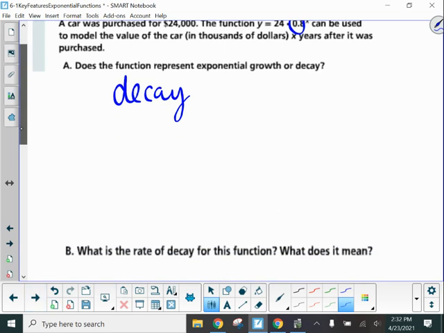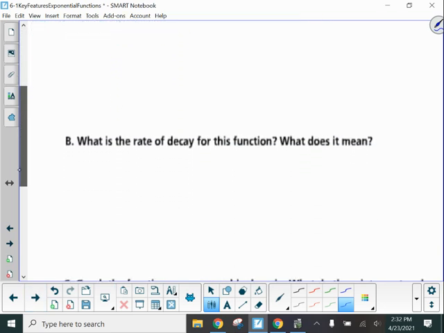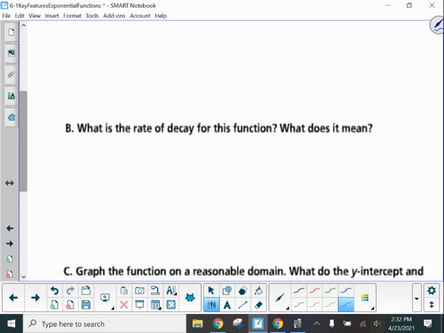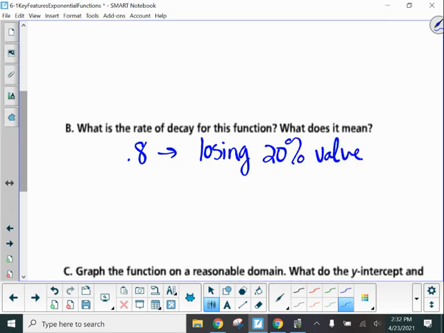The rate of decay for this function is 0.8. Since it's 0.8, that is 0.2 away from our whole number of 1. If it was 1, that means that it's retaining whatever value it's at. So we are losing 20% of value each year.